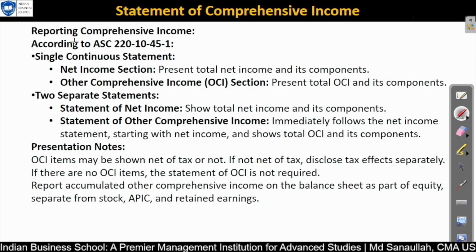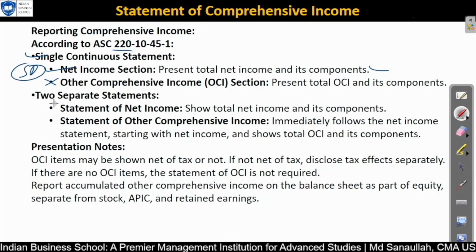Okay, now from the reporting point of view, according to accounting standard 220, in a single continuous statement, net income represents the total net income and its components, and OCI represents total OCI and its components. So both are representing their own components. That is called a single continuous statement. When you are reflecting only this, you are not maintaining this, or you are creating single and separate statements.